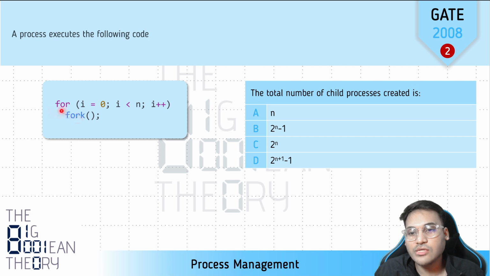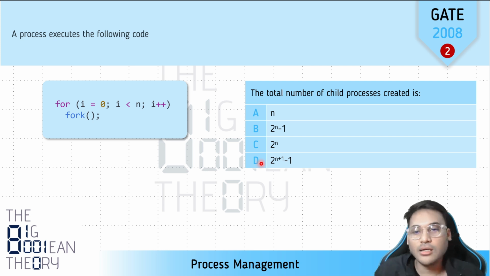Here you can see there is a for loop. It runs from 0 up till n, so basically the loop variable i will be less than n, so 0 till n minus 1, right? And in this for loop, there is only one statement, that is the fork system call. So it is basically n fork statements in a for loop, which is being executed n times. And the question asks that the total number of child processes created is, and here are your options.